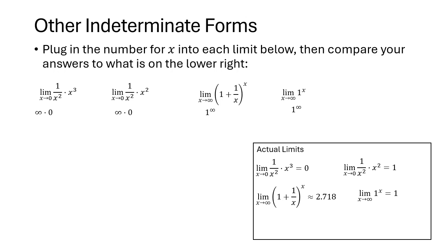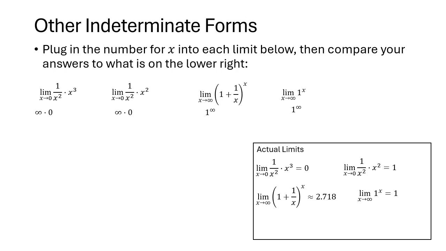However, using graphs, you will find that for the first one, the limit as x approaches 0 of 1 over x squared times x cubed is actually 0. Whereas the second one, the limit as x approaches 0 of 1 over x squared times x squared is actually 1. So despite both of them plugging in to being infinity times 0, they have different values.